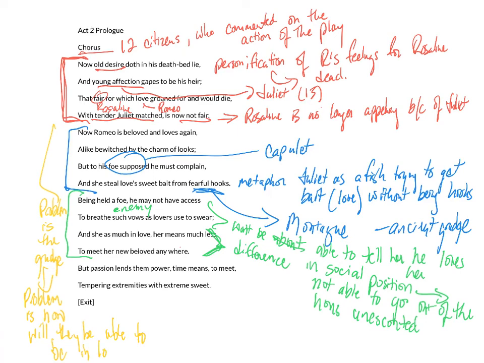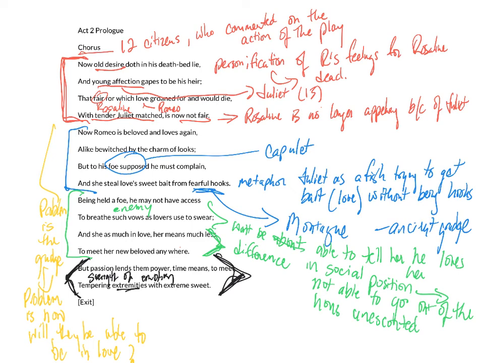It's one thing to say that they're in love, but how can they actually have that in their life? So what do we get in the final two lines of a Shakespearean sonnet? We get a couplet, and that should provide us some sort of solution. But passion lends them power. Time means to meet, tempering extremities with extreme sweet. Meet, sweet, there's our rhyming couplet. But passion lends them power. So the strength of their emotion, the passion, lends them power. Time gives them the means to meet.